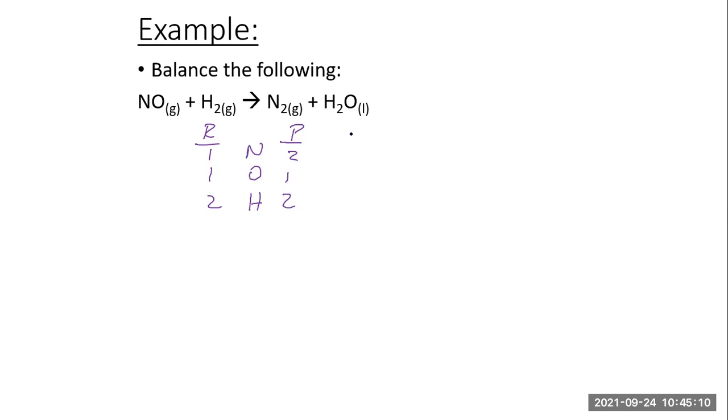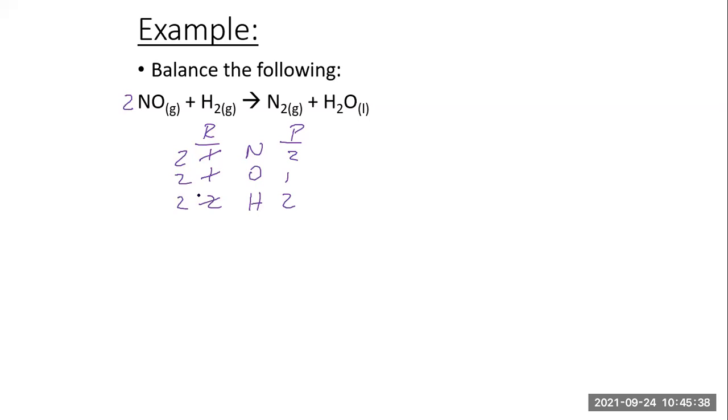Looks fairly straightforward here. We are pretty much balanced except for nitrogen. So this tells us we should probably put a 2 over there in front of the nitrogen on the left. That now changes everything on the left-hand side. We now end up with 2 nitrogens. We multiply the 2 to the oxygen that's behind it. That also gives us 2 and we still have 2 hydrogens.